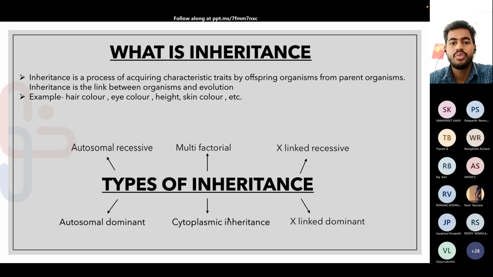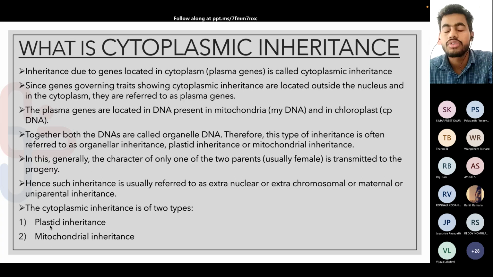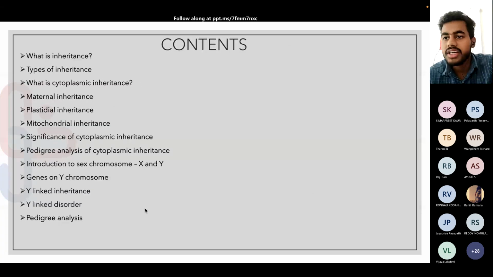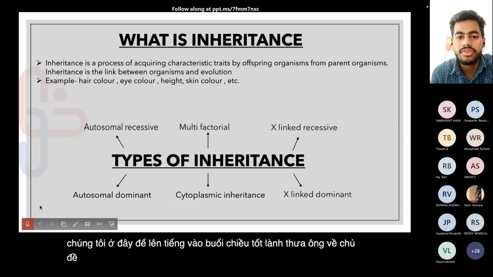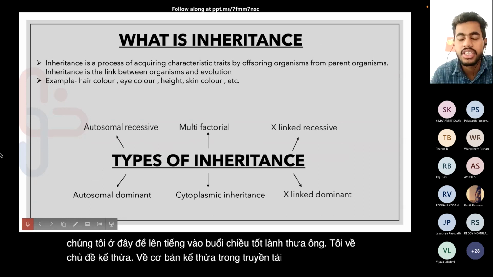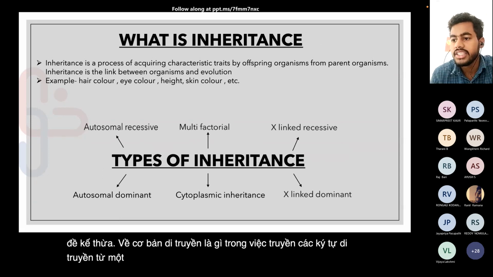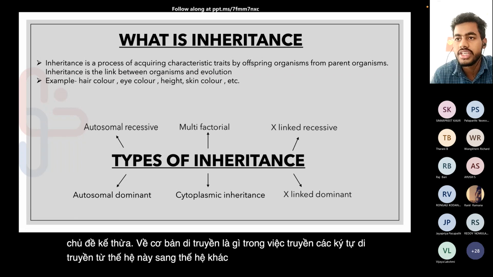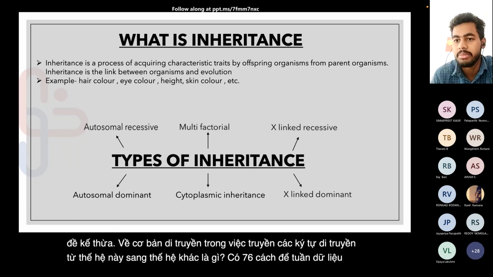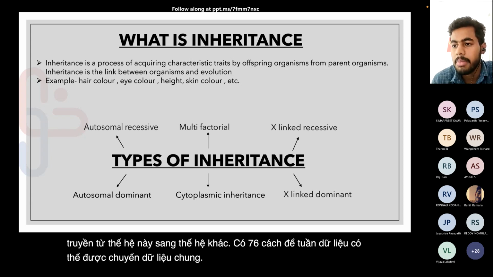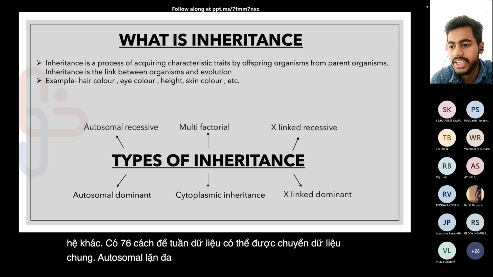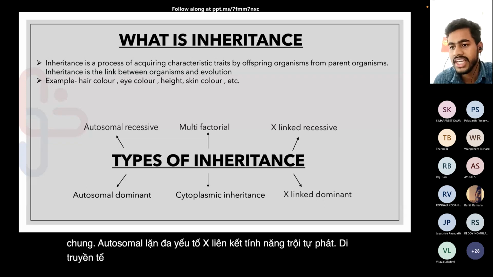Good afternoon, everyone. Now we are here to speak upon the topic of inheritance. Inheritance is the transmission of genetic characters from one generation to the other. There are six ways through which genetic data can be transferred: autosomal recessive, multifactorial, X-linked recessive, autosomal dominant, cytoplasmic inheritance, and X-linked dominant. Next slide.